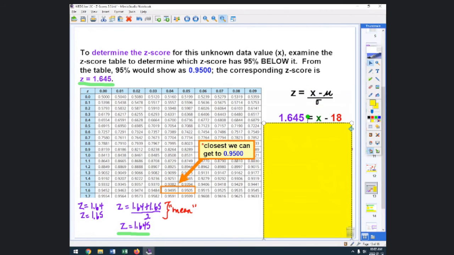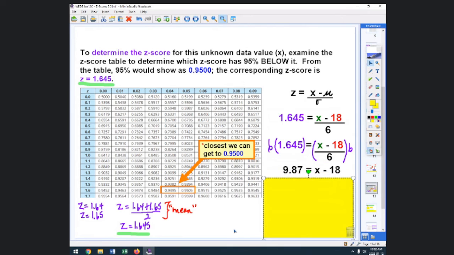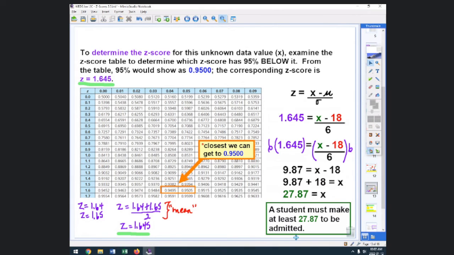Okay. So now can I fill in my Z-score? This is what I was getting at before. How many unknowns do I have now? 1. To solve, I'm going to multiply both sides by 6. To solve this equation, I add 18 to both sides. I end up with 27.87 would have to be the score the student would make.